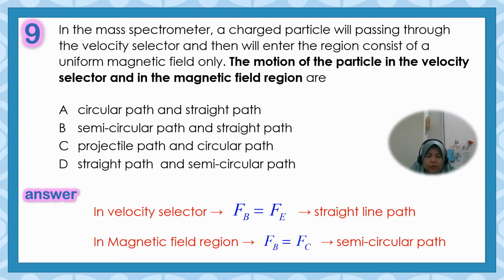In this case, if you remember the mass spectrometer, when the particle, either electron or proton, moves in the velocity selector, the concept is FB is equal to FE. So if FB is equal to FE, the magnetic force equals the electric force, the particle will move in a straight line path. When the particle enters the region with the magnetic field only, the magnetic force is equal to the centripetal force. Because of that, the particle will move in a semicircular path. So the answer is straight path and semicircular path.